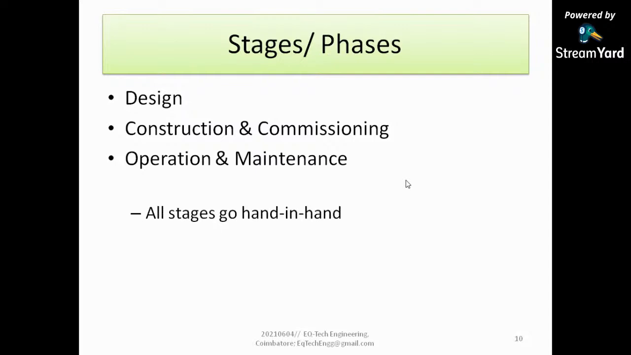Actually, all stages have to go hand in hand. Then only there will be proper communication. Normally all stages go hand in hand, and mistakes in design or construction are going to cause a major failure or loss of life during operation. What we saw in the example is that during the operation, the recommendations of the inspection team were not implemented, leading to failure and problems.